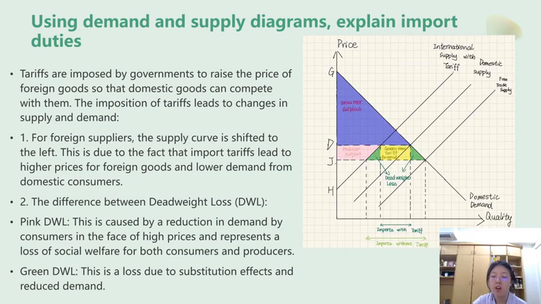The deadweight loss of part 1 is pink and for part 2 is green. This means the loss due to the substitution effect and reduced demand.